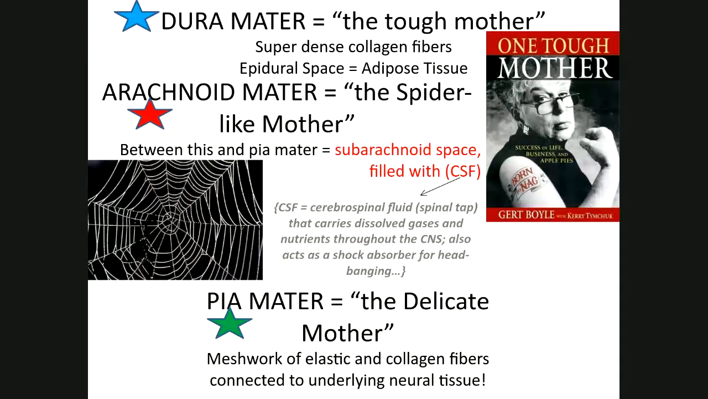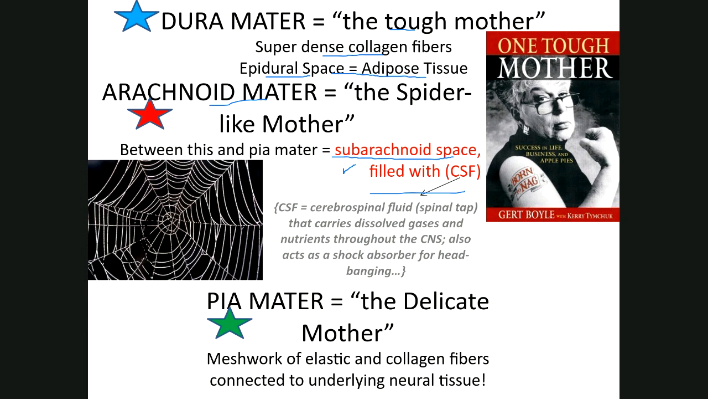So again, the dura mater is the tough layer made up of dense collagen fibers. The space outside it has adipose tissue, and it's called the epidural space. The arachnoid mater contains connective tissue, which looks like a spider web. There's a space between the arachnoid mater and the pia mater, and that's called the subarachnoid space, filled with cerebral spinal fluid. The cerebral spinal fluid is produced in the ventricles of the brain, and it flows around the central nervous system, including the spinal cord and the brain. It flows in this subarachnoid space, and it also flows within the central canal of the spinal cord.